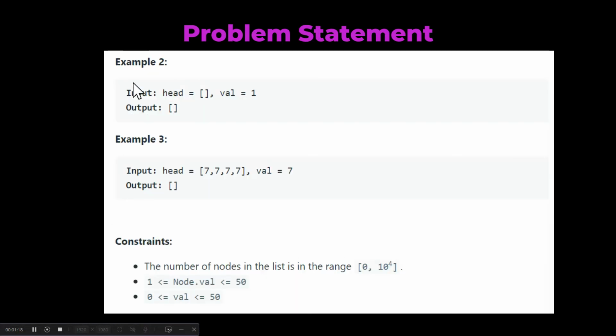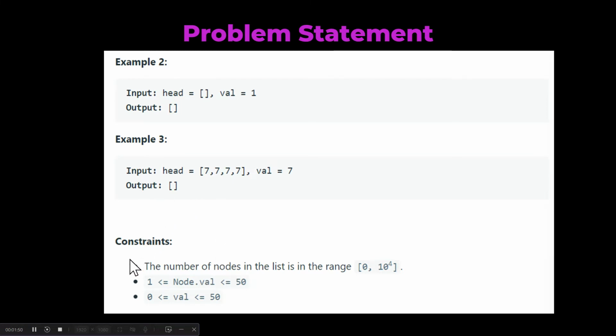So in example 2, there is no element in the linked list, so the output is the empty linked list. This example gives us an edge case to consider. What if there is no head? In this case, we just simply return the empty linked list. Next, in example 3, all the linked list nodes have the value 7, which is the value that we need to delete. So in this case, we just simply return the empty linked list.